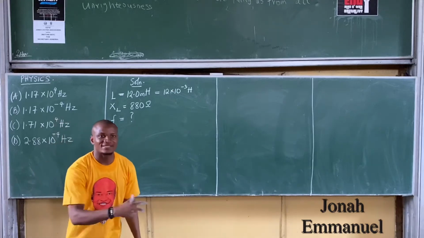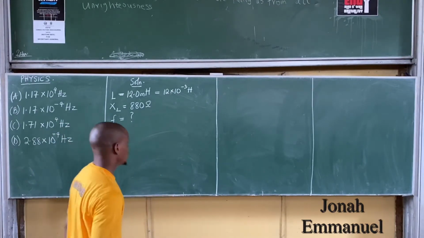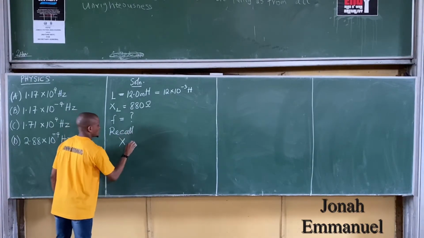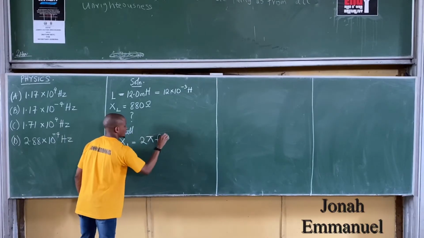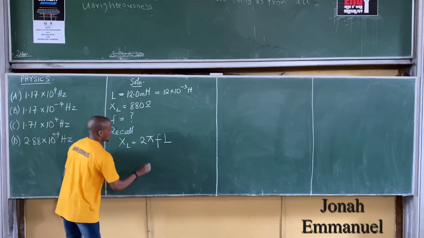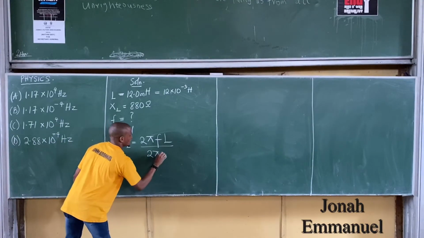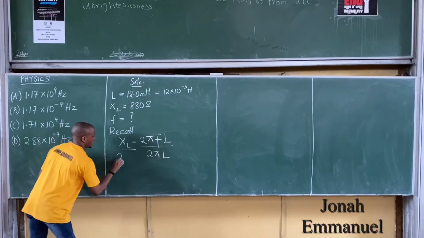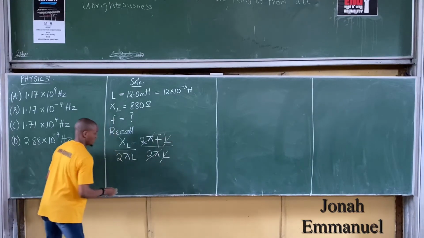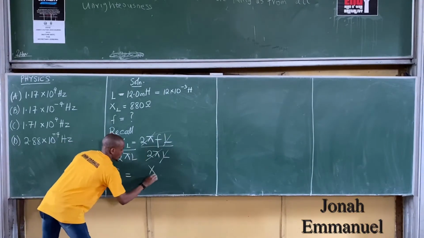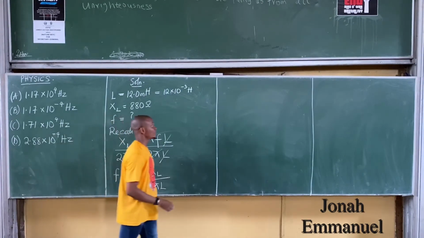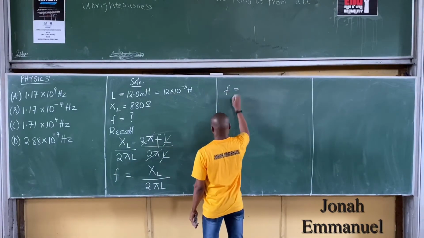Which formula relates these? XL is equal to 2 pi f L. We have to find f, so I'll divide both sides by 2 pi L. This means that f is equal to XL over 2 pi L.